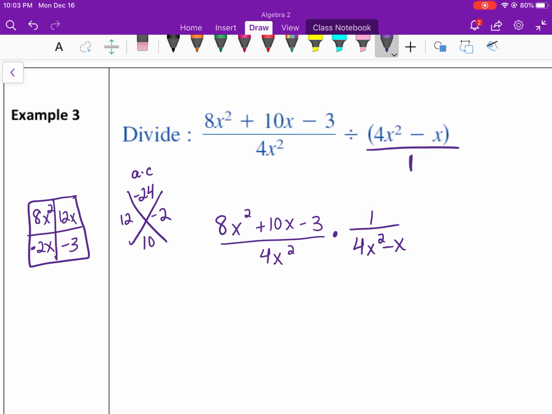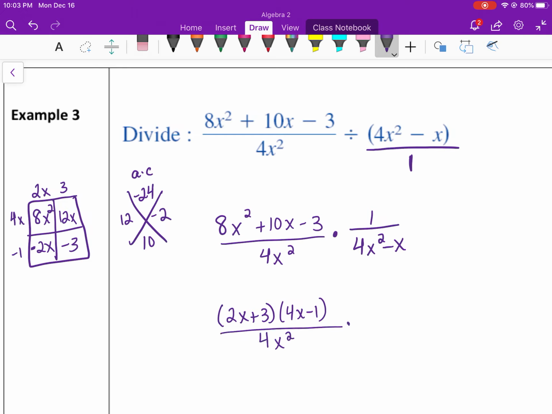And then on the outside, let's see, 8x squared and 12x have a 4x in common. And 4x times 2x is 8x squared. 4x times 3 is 12x. And 2x times negative 1 is negative 2x. So that top one will factor to 2x plus 3 and 4x minus 1.